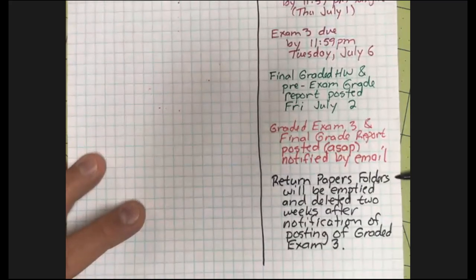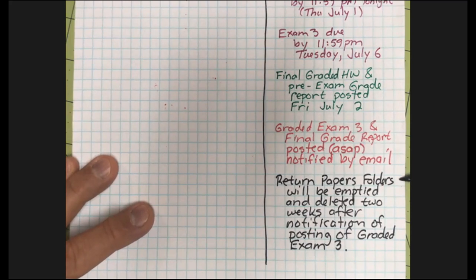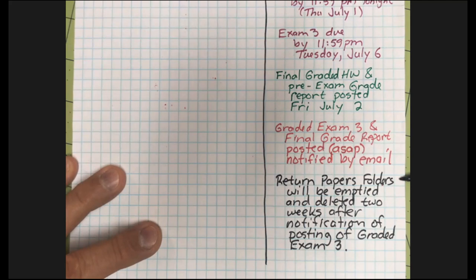Now the returns papers folder, I cannot maintain indefinitely. And in fact, these are your papers and I shouldn't even be holding them at all, in a manner of speaking. If we were in a classroom, I would return the piece of paper to your hand. The fact that I'm still holding your papers has its pluses and minuses, but I won't hold them indefinitely. They're not my papers. So the return papers folder will be emptied and deleted 2 weeks after I tell you that your graded exams and final grade reports are posted.